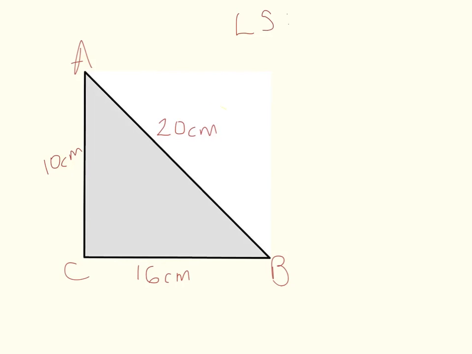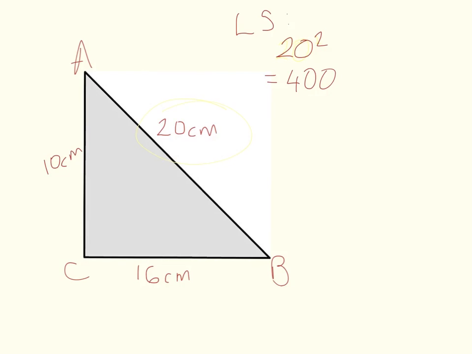So the longest side is this 20. So this would be like our usual C. So what we're going to do is 20 squared. I'll write that in red. 20 squared, which is 400. That is essentially C squared.